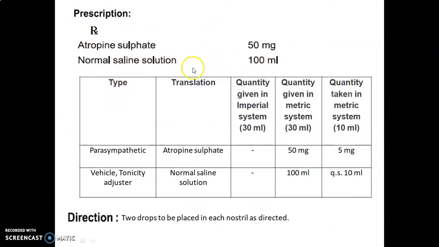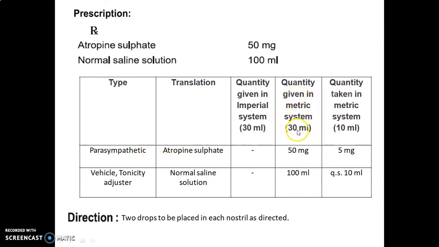Let's discuss the formulation table: the type, that is the use of the ingredient, name of ingredient, quantity given in the imperial system for 30 ml, quantity given in the metric system for 30 ml, and quantity taken in the metric system for 10 ml. So first of all, atropine sulfate is used for parasympathetic action, it will give the parasympathetic action.